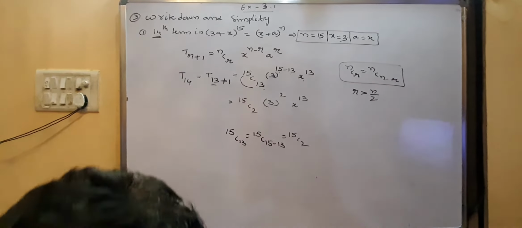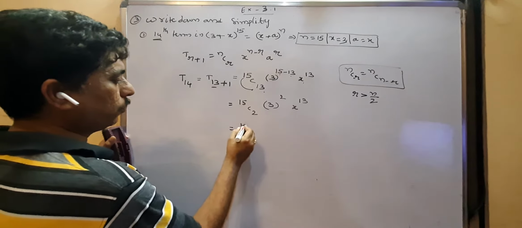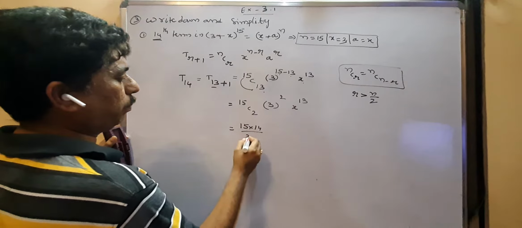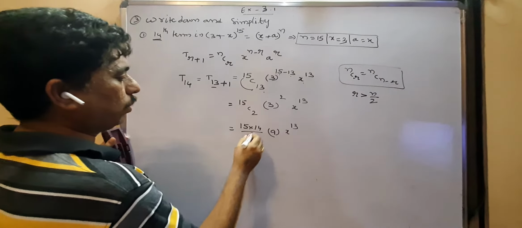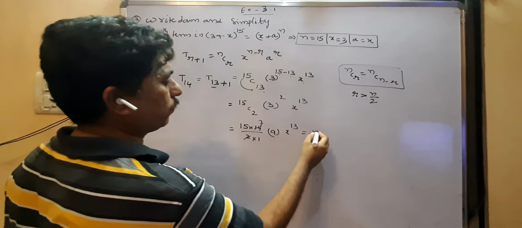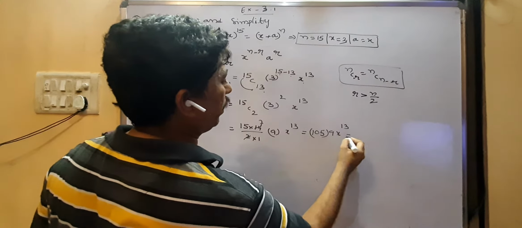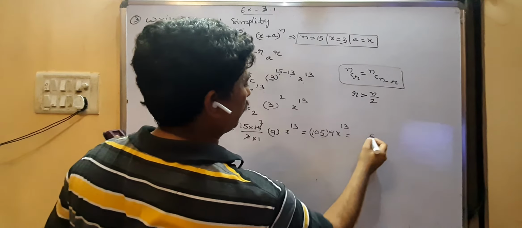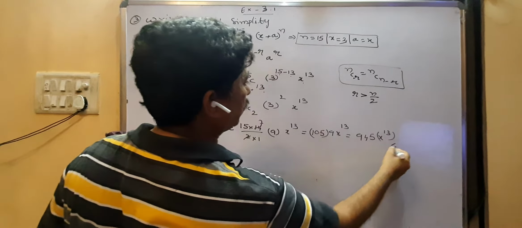Now coming to 15C2, that means 15 decreased by 2 times: 15 into 14 by 2 into 1, into 9, x power 13. 7 twos are 14, 15 times 7 is 105, into 9, x power 13. 9 into 105 is 945 x power 13. That is the answer.